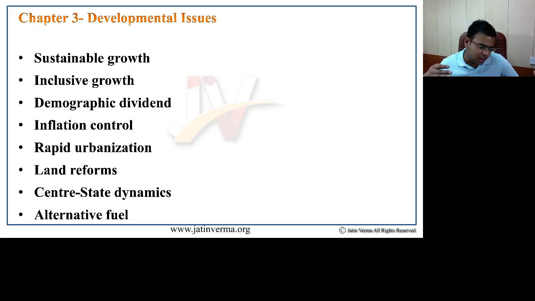Inclusive growth basically means a growth which, as I said, is able to reach the people. It is able to keep everyone as a stakeholder. The 12th 5-year plan, which was the last 5-year plan that the government of India came up with, had this keyword used: faster, sustainable and inclusive growth.